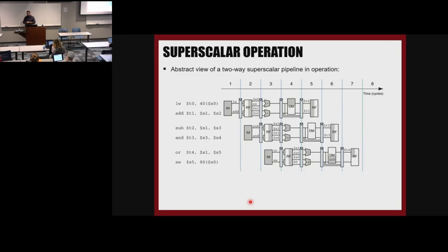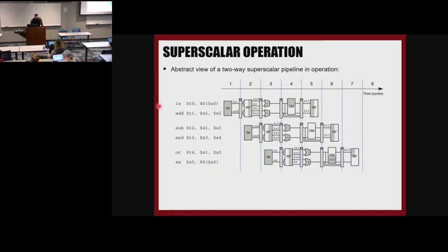So now let's see how an n-way superscalar processor executes this code that we have here. So here we have 6 instructions. We have load word, add, subtraction, and, or, and store word. For simplicity, we are starting with a type of code that doesn't have any dependencies. Okay, so here we don't have any dependencies. It means that we can run every instruction in 1 clock cycle and we're fine.